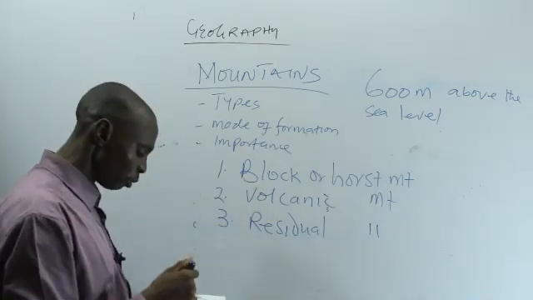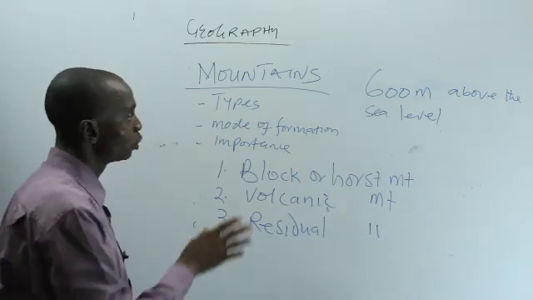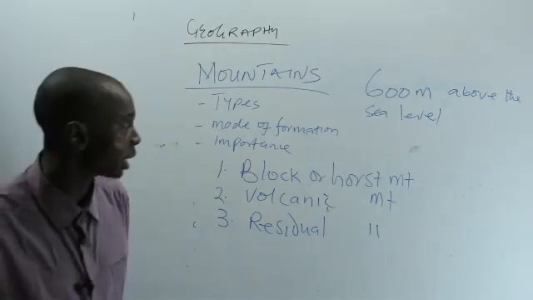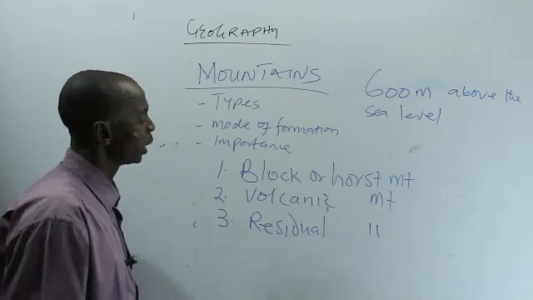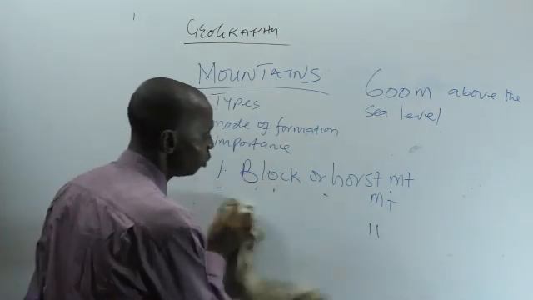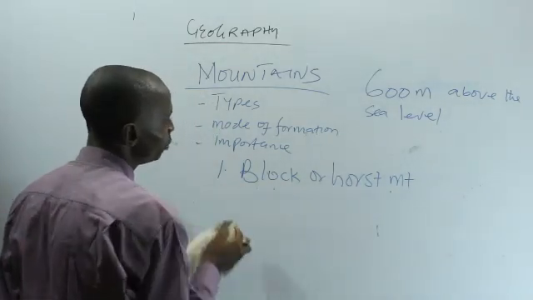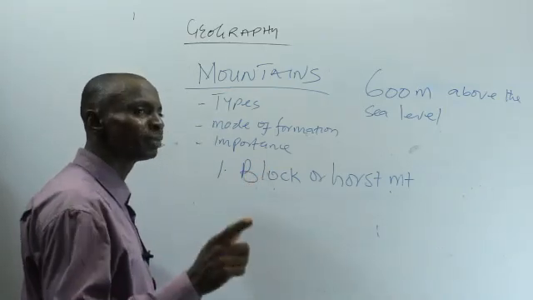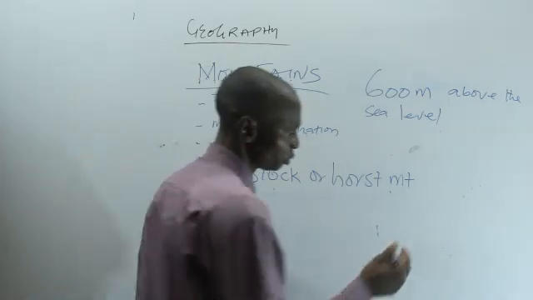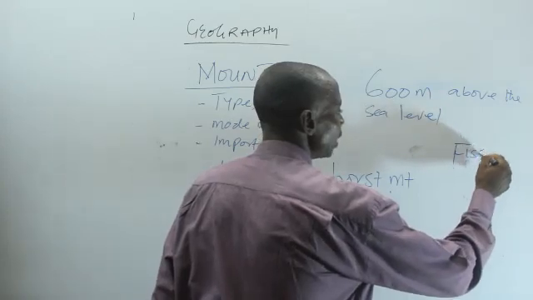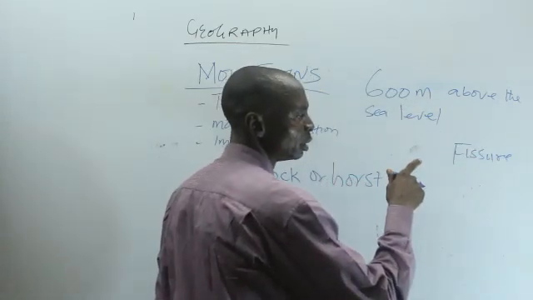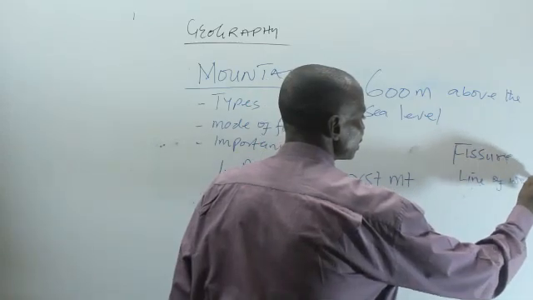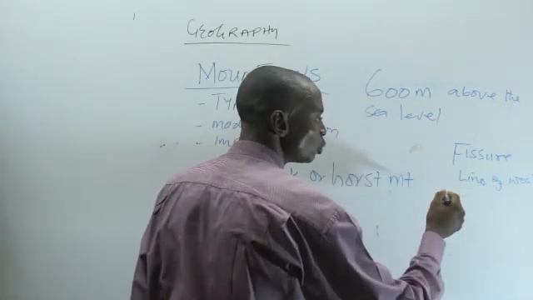Now these types of mountains, for me to discuss their mode of formation, I'm going to draw some diagrams on the board for us to see. Let's look at block or host mountain. What is the mode of formation of block or host mountain? Block or host mountain is formed as a result of faults. If you can remember this word again, what is another name for this? Fine. Line of what? Line of weakness. Or you can call it what? Cracks.